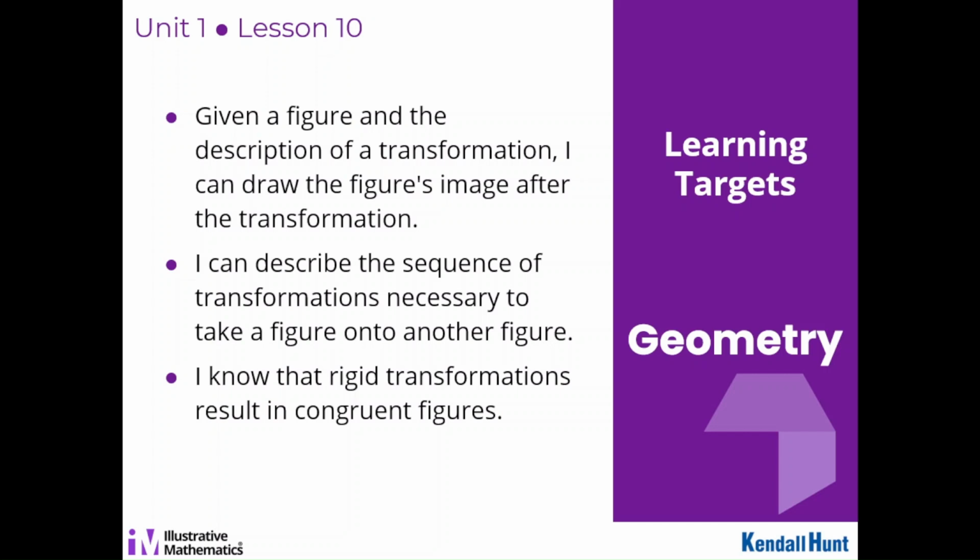And learning target number 3 says, I know that rigid transformations result in congruent figures, meaning whether we translate, rotate, or reflect, we're still not making it any bigger or smaller, so the sides stay the same size, and we're not changing any of the angles, so the angles stay the same size. That's the important thing to understand about rigid transformations.